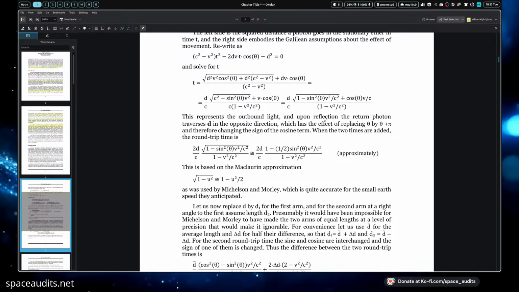This represents the outbound light, and upon the reflection and the return the photon traverses d in the opposite direction. Because it's going back and forth, he does the opposite as well, so we can get what the opposite effect would be, which has the effect of replacing theta by theta plus pi, and therefore changing the sign of the cosine term. So instead of having it be negative, he's going to add these up to be a singular positive value, instead of it being one way for the speed of light matching the two-way speed. Basically it's going to make it so that the one-way speed is different for the whole path length, by flipping the sign there.